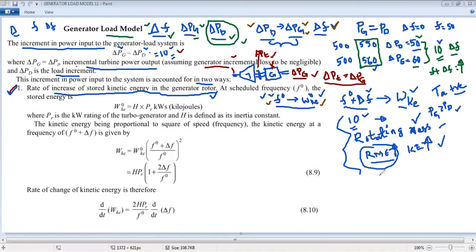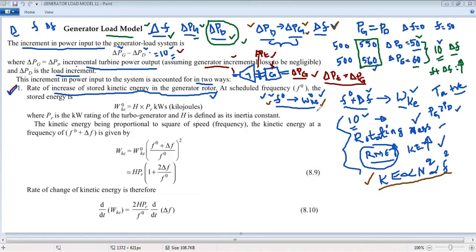If the kinetic energy of the rotor is increased, then the speed and kinetic energy are correlated by KE proportional to n square. The kinetic energy is proportional to the square of the speed, and since n equals 120 f by p, n square is proportional to f square. So KE is proportional to n square, and again proportional to f square. Now we will use this relation.